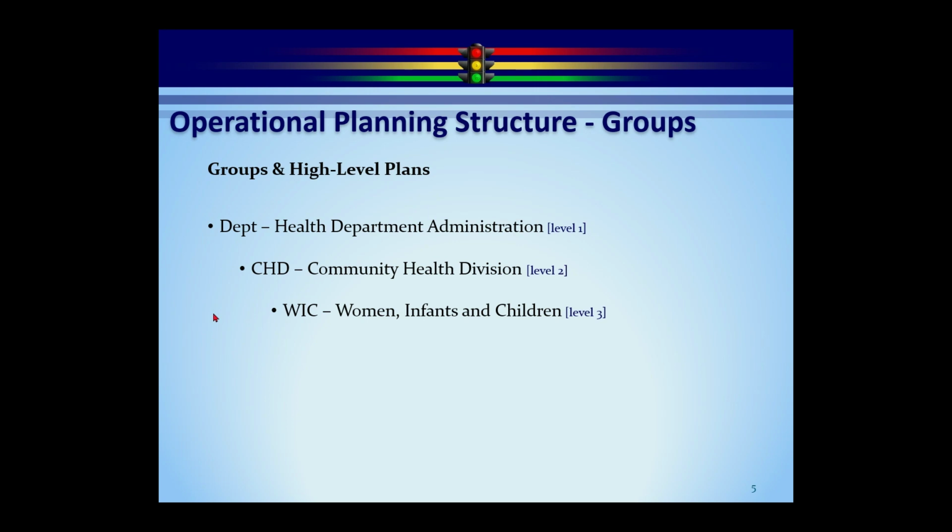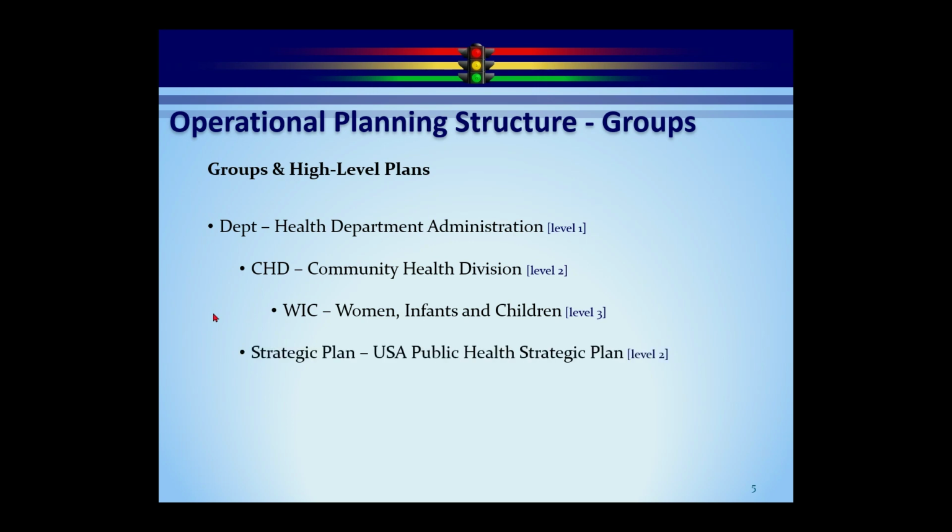Now, let's say we did a little reorganization and we wanted to move WIC up under the department. That's a real simple thing to do on the group screen. If you have access to that, you just change the level to a 1 and you change what we call the parent group from, in this case, community health to department, and poof, it's up there at the department level. And by the way, you can do that all you want. It doesn't affect anything downstream as far as the rest of the plan goes.